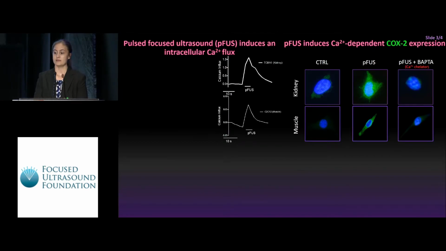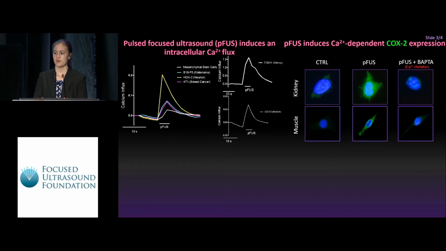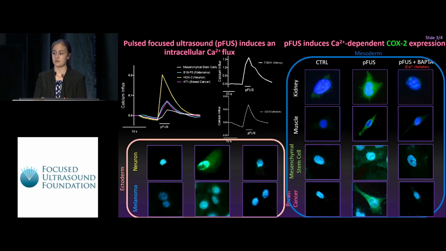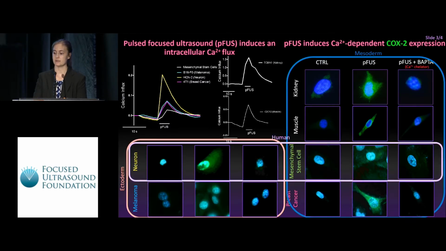As mechanically sensitive moieties like TRPC1 are very common throughout multiple tissue types, we wanted to see whether this was a sustained response. We see an analogous calcium influx in mesenchymal stem cells, B16 melanoma, HCN2 neurons, and 421 breast cancer lines. We also see a similar calcium-dependent COX-2 increase in expression as we had seen earlier in kidney and muscle, which is inhibited using the intracellular calcium chelator BAPTA. To further demonstrate this is a robust response, we see this in cell lines that are derived both from the mesoderm and the ectoderm, as well as originating from both mouse and human lines.